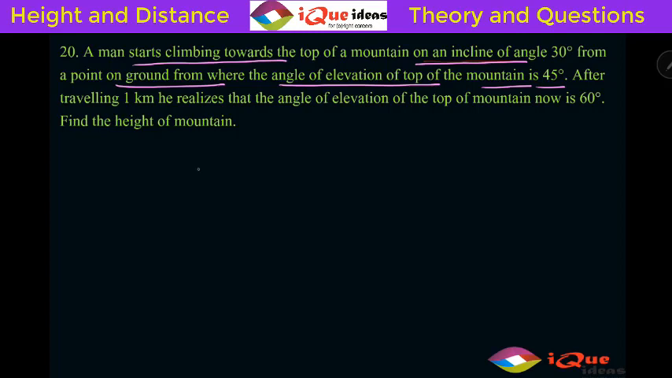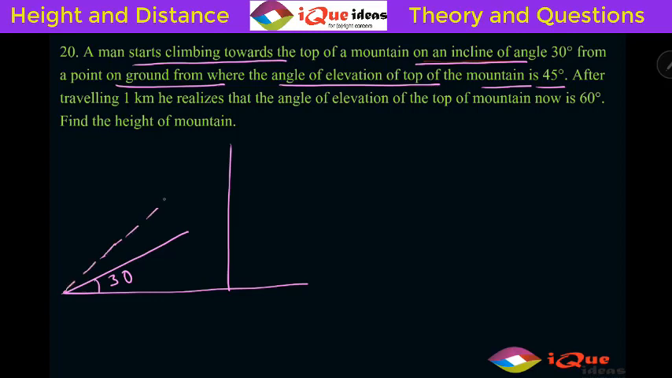It says there's a mountain, there's a ground, and man starts climbing at an incline of 30 degrees, whereas from that point the angle of elevation of the top of the mountain is 45 degrees. So what we can also see here, that my actual incline of the mountain is 30 degree at that point. Let's say this point is A, and the angle of elevation of the top of the mountain is 45 degree. This is what it means.